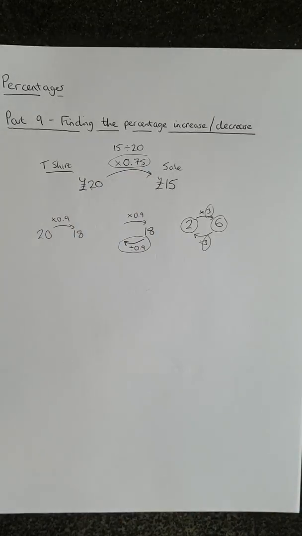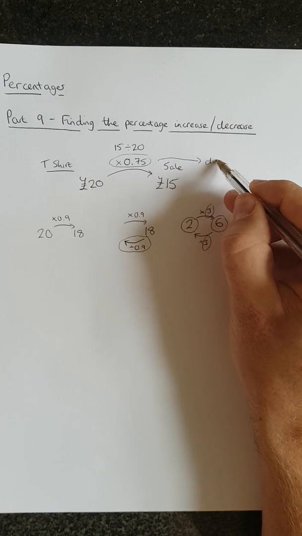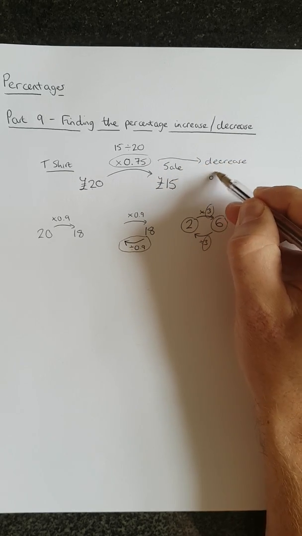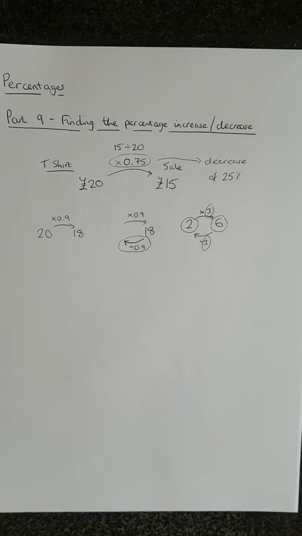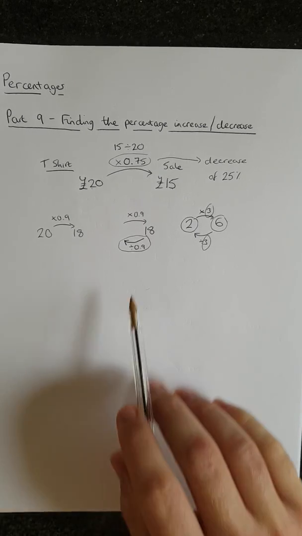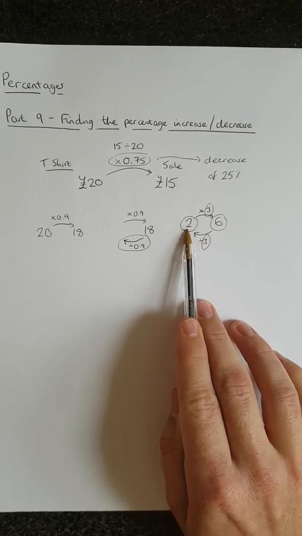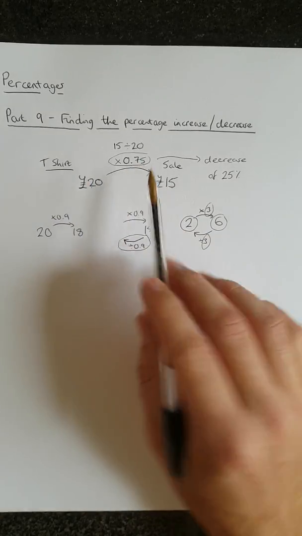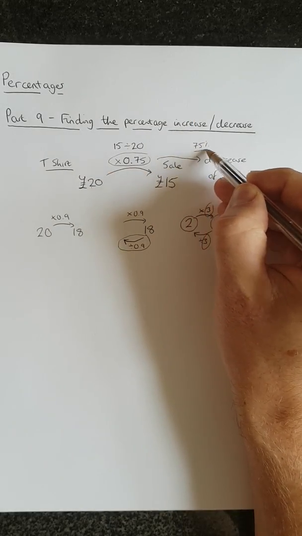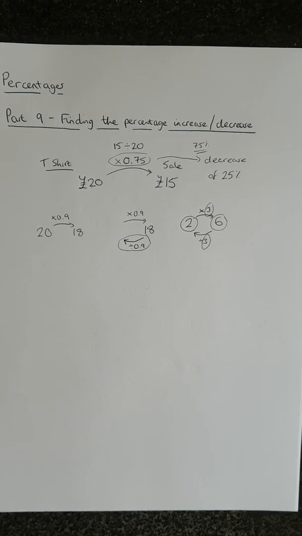So that's the multiplier they've applied, which gives me a decrease of 25%. Okay, so if we know the two values, the future divided by the past will give me the multiplier, and then I use this to work out what percentage I've got left and then what the decrease or increase must have been.